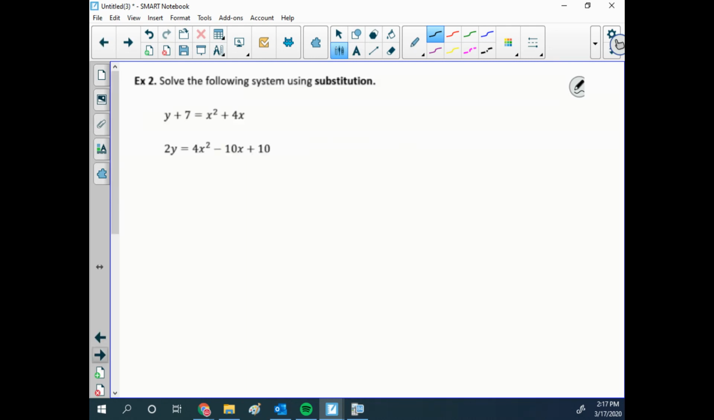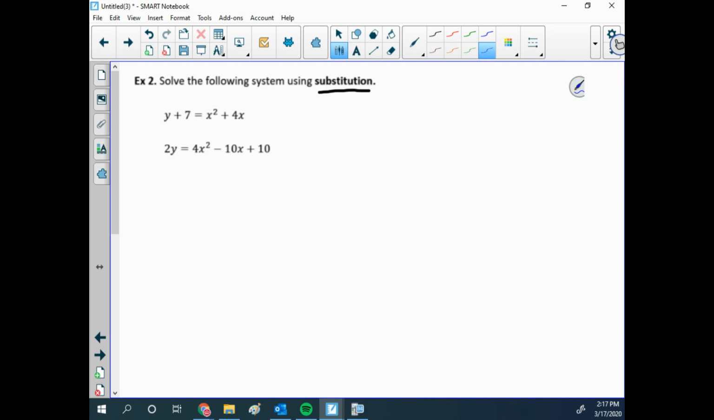Let's go review how to solve using substitution. Now, I think that both examples here I use are for quadratic systems because they're a little bit more difficult than linear quadratic systems. So remember that the steps are the same for linear quadratic, just actually a little bit easier. So it says, solve the following system using substitution.